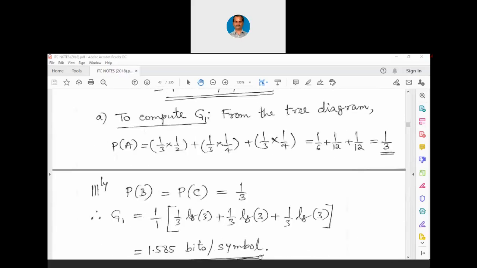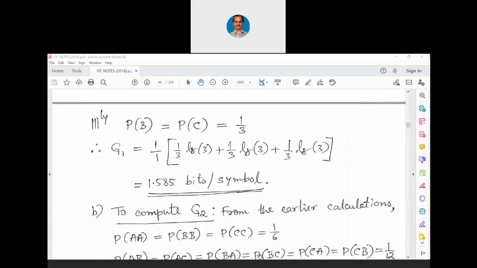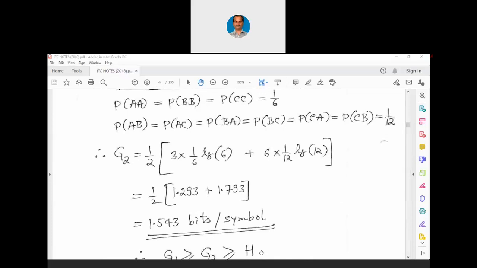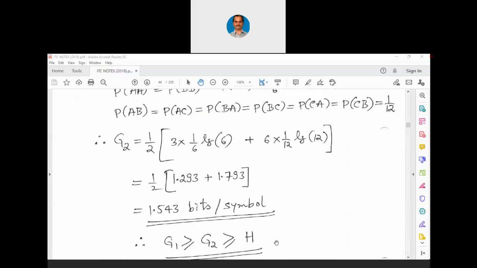H here is 1.5 and G1 here is 1.585 and G2 here is 1.543, which simply proves that when there are more number of symbols, the information content per symbol gets reduced because the symbols are statistically dependent. Then it is advisable that we can have sequences of larger length, albeit we have to handle the overhead of managing the sequences having a larger length.